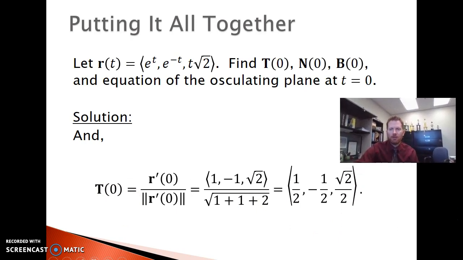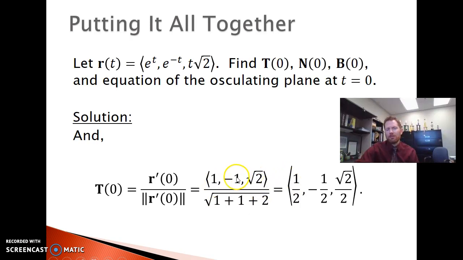Let's move that up there, make sure you can see it. And so we have r prime of 0 over the magnitude of r prime of 0. When you plug into r prime, you'd get (1, -1, square root of 2). When you plug it into the magnitude of r prime, we get 1 plus 1 plus 2, the square root of that, which is very convenient. We get the square root of 4, which is 2.